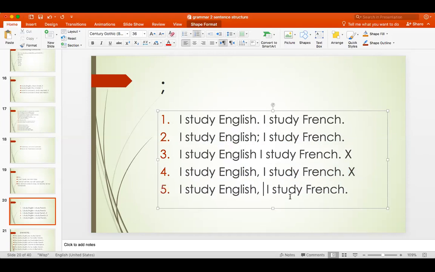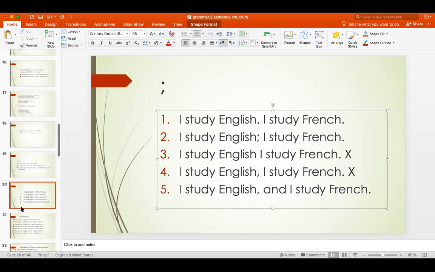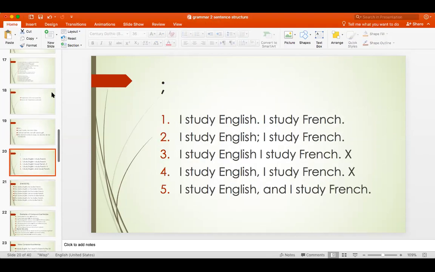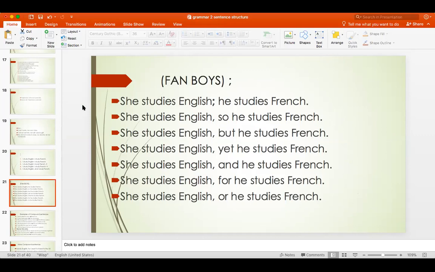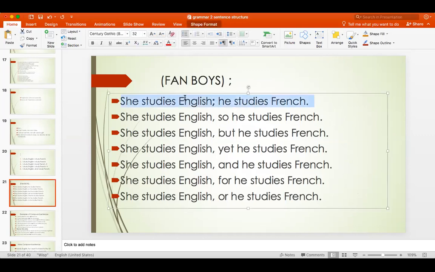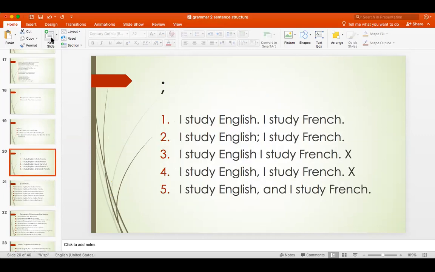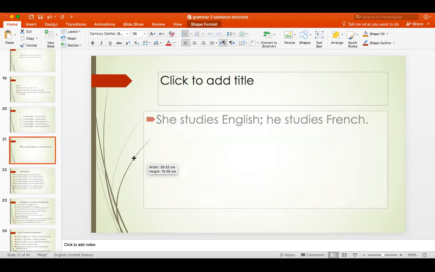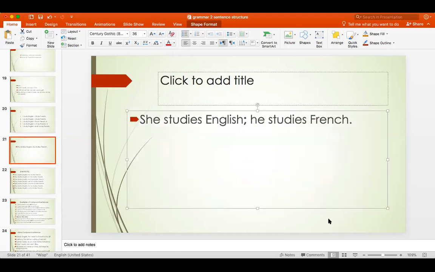I study English and I study French. Now look at the semicolon. If you think of this sentence, this is an interesting sentence here. I usually give it to the students as an exercise in classes, but probably we can think together here. Look at this. She studies English. He studies French. Now, what is the relationship? I want you to pause this video and think of the relationship between the two sentences.